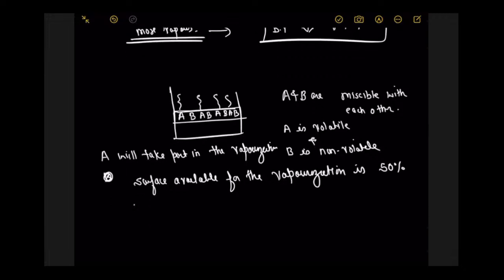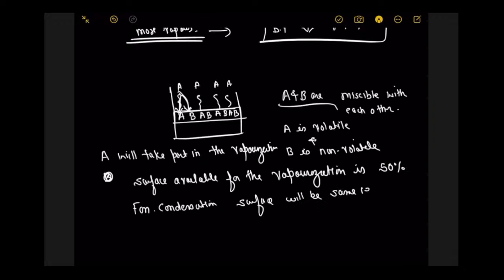And for condensation, now A is in the vapor state, so at equilibrium A will try to condense. A will come back to its own surface, and to the B surface as well, because A and B are miscible with each other. So for condensation, the surface will be 100%.